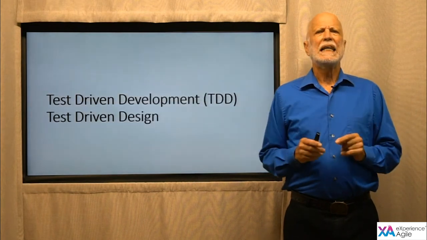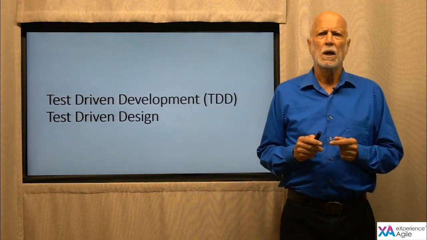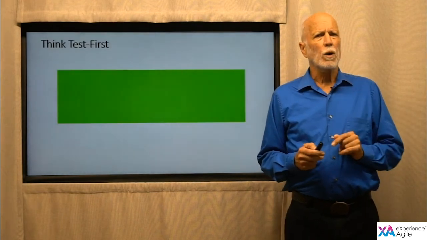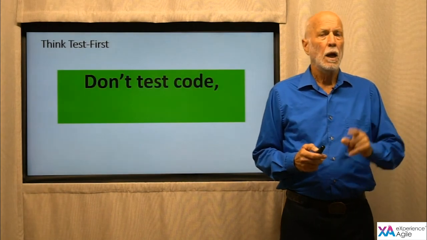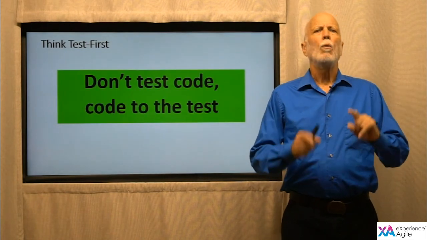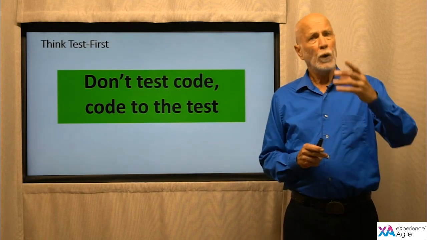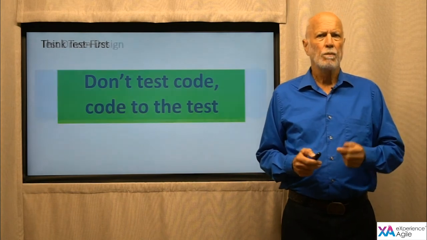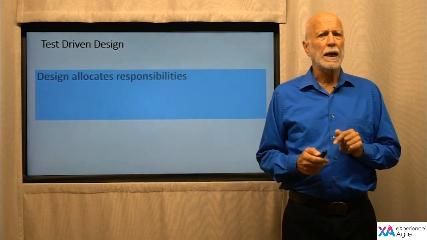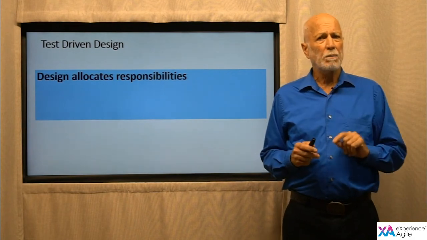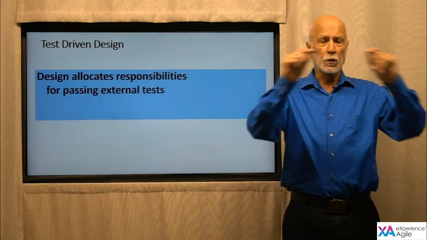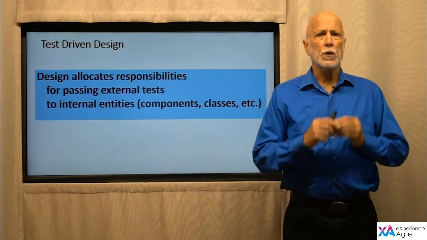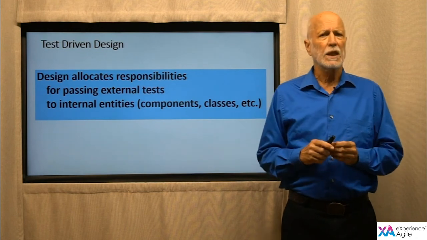So now, test-driven development, or as I like to also phrase it, test-driven design. And once again, we're always thinking test first. We do not test code, we code to the test. We create the test first and write an implementation to pass the test. So in test-driven design, our design allocates the responsibilities for passing those external tests that we came up with in behavior-driven development to internal entities, components, classes, methods, and so forth.